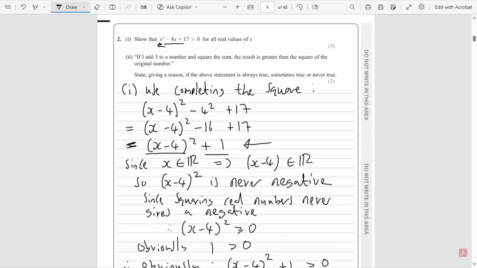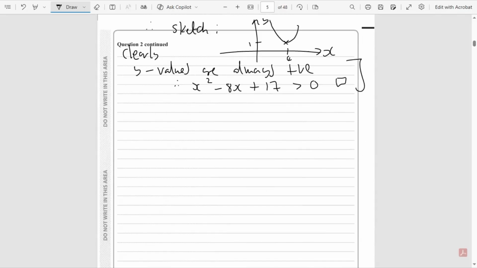So if we add 3 to a number, let's just call this number x. Let's just say that x is some real number. We're going to add 3 to it, and then we're going to square it. And we're comparing that against the original number, which was x squared, so the square of the original number. Let's write this down properly here. So what we're doing is we're comparing.